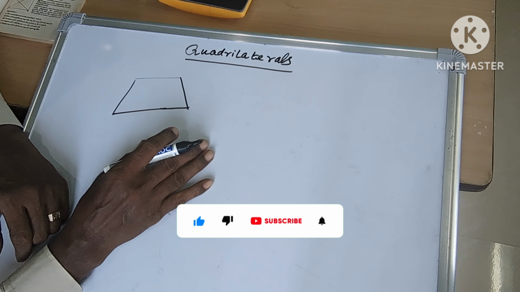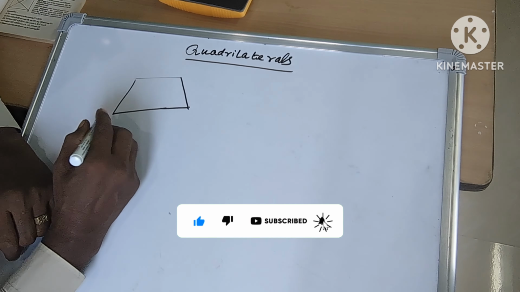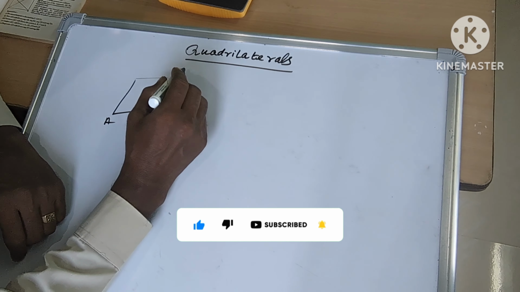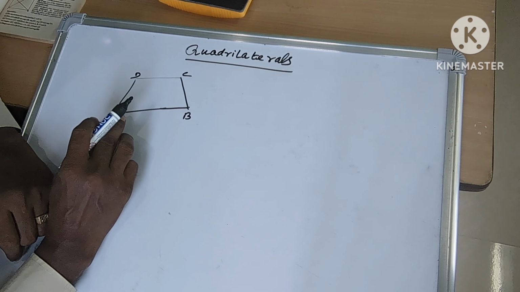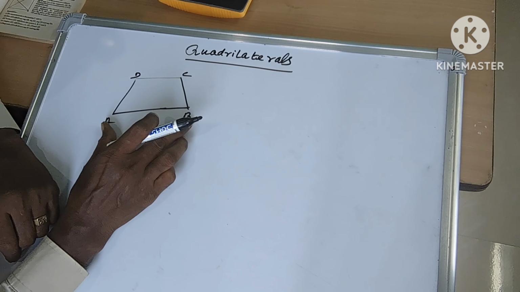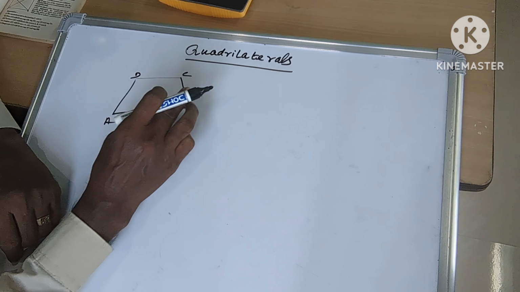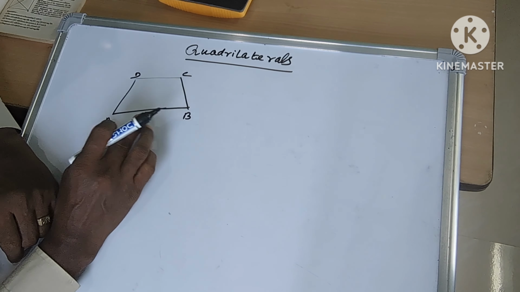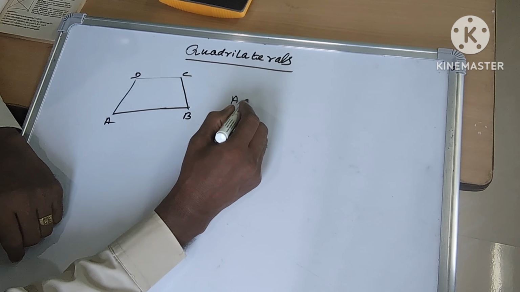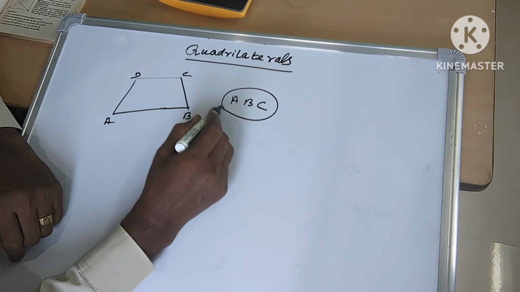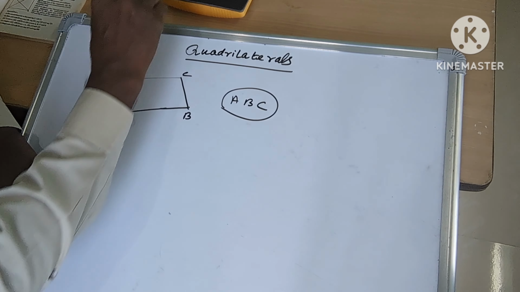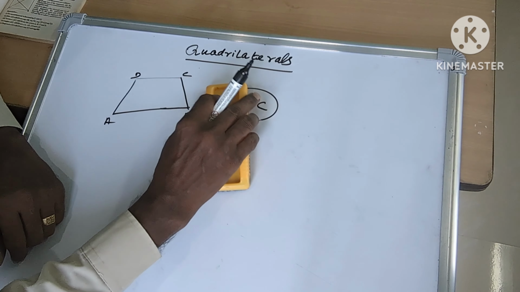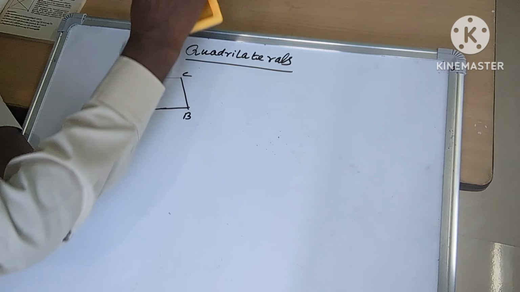The four sides, no 3 points are collinear. Say, for example, A, B, C, D. Two points can be collinear, lying on the same line, A, B or B, C or C, D or D, A, but no 3 points. Say for A, B, C, it won't come on a straight line. So this type of four sides figure is called a quadrilateral.